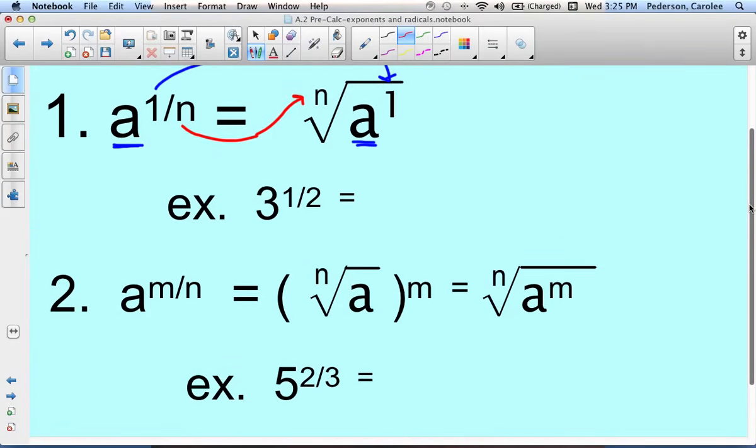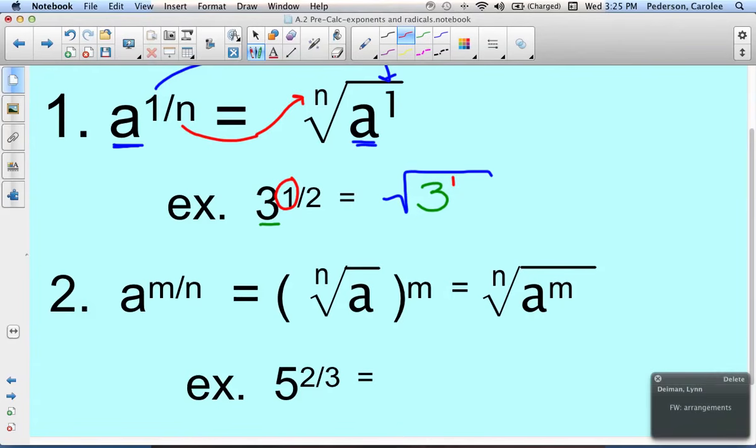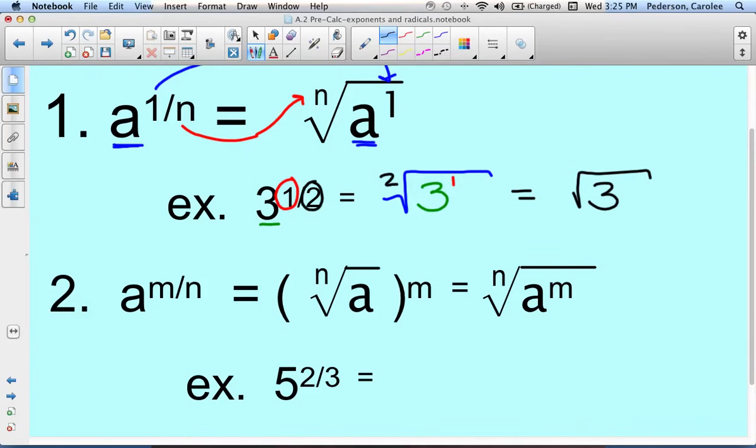We have 3 raised to the 1/2 power, and we want to rewrite it as a radical. So we say, there's our radical sign. The 3 is going to go underneath. The power is going to go underneath. And then the denominator is going to go out in front. So how we say that is the square root of 3. Now when you have a square root, you can just leave it like that. You don't need to have the index of 2.